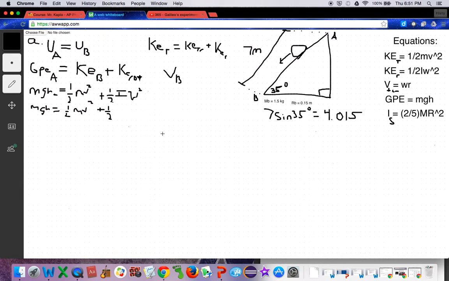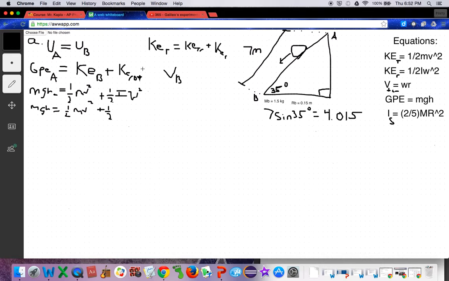Now let's delve straight into this problem. As you can see, I've started off with U_A is equal to U_B, which signifies this is a conservation of energy problem. I've rewritten this as the gravitational potential energy of A is equal to the kinetic energy at B plus the rotational kinetic energy. And this is a key point. We have to recognize that at point A, the object has gravitational potential energy, but then at point B, it has both translational kinetic energy and rotational kinetic energy. It's got to have both.